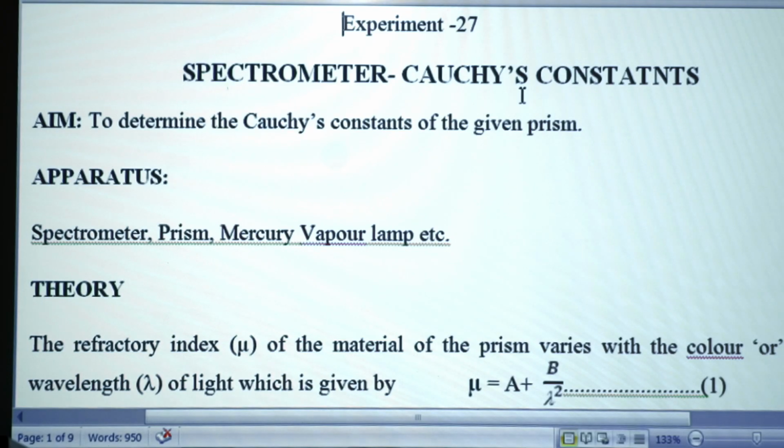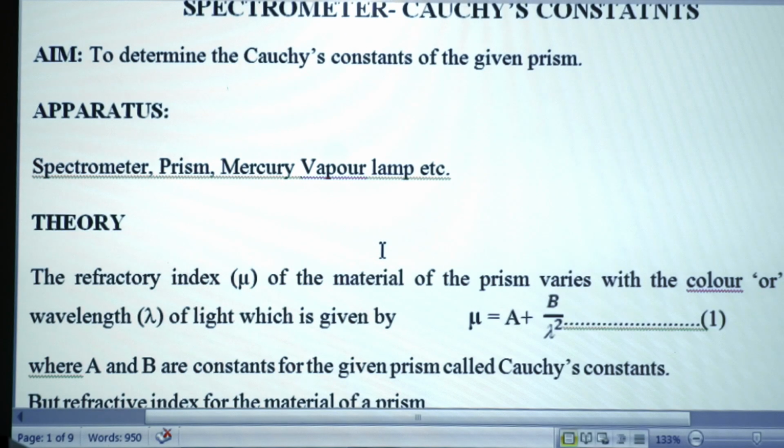Spectrometer: determination of the Cauchy's constant of the given prism. So we are provided with the spectrometer, the given prism, and a mercury vapor lamp.